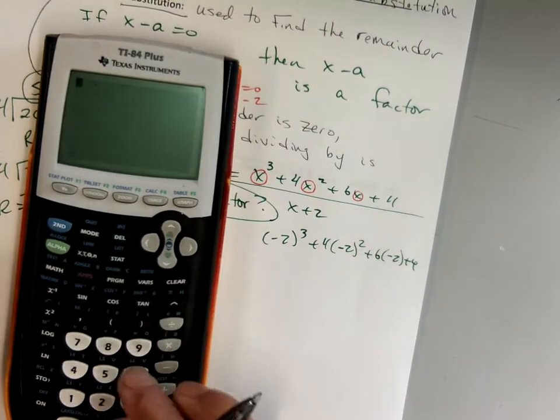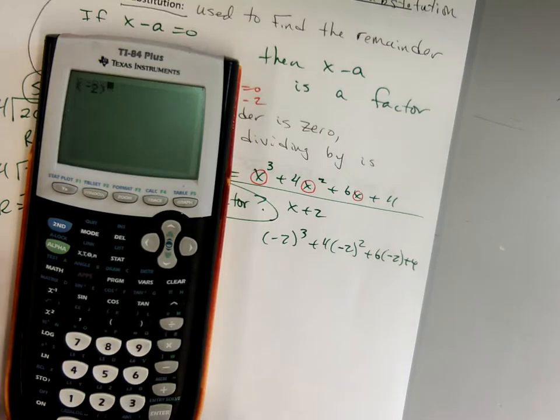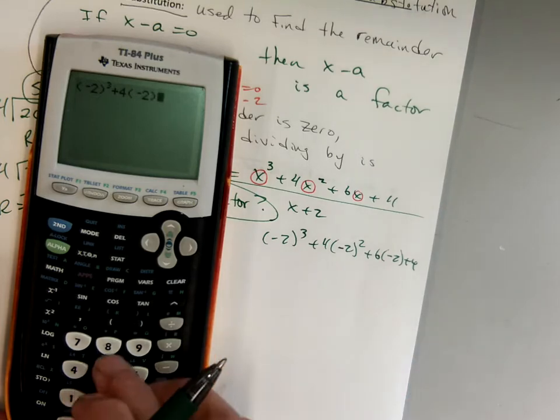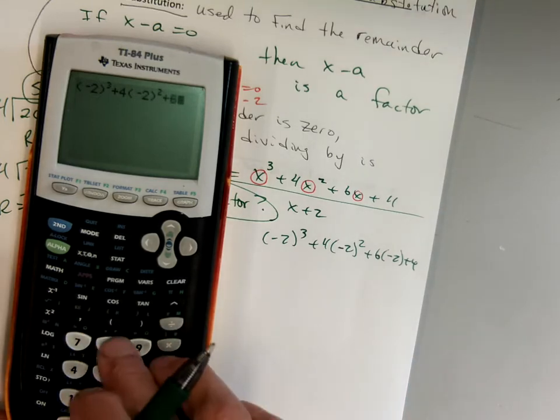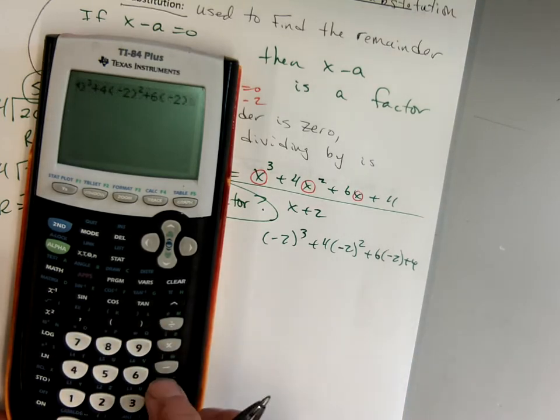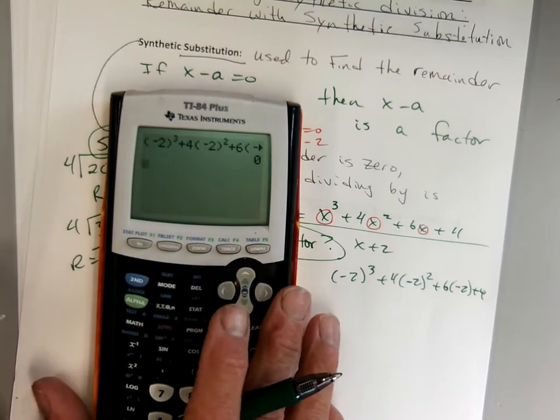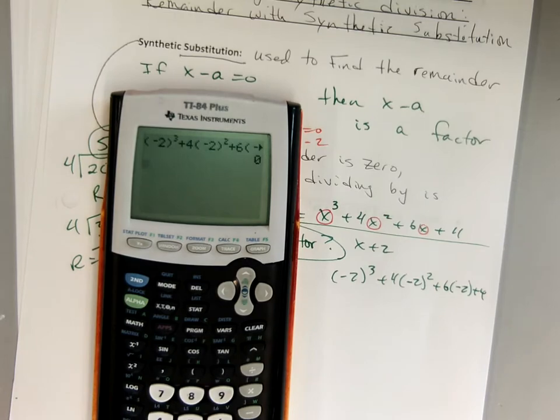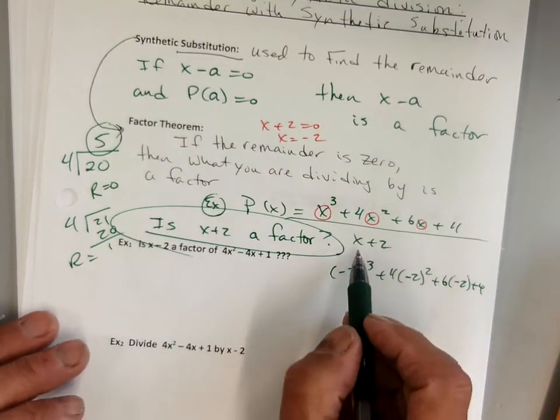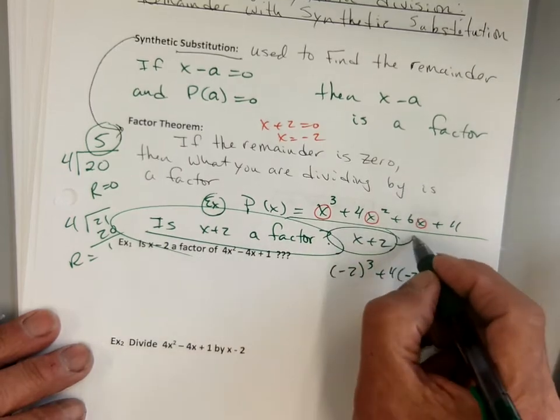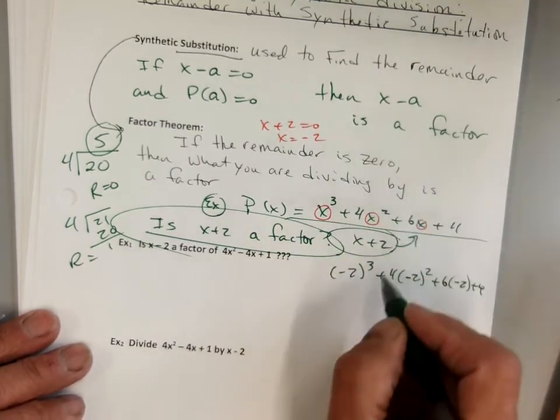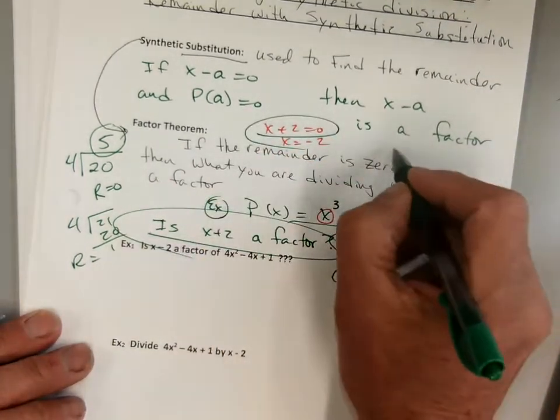I'm going to go, okay, parentheses, negative 2 to the third power plus 4 times my negative 2 squared plus 6 times negative 2 plus 4. And I get an answer of 0. So here's what I know. I didn't divide it. I didn't have to do all that big work, but I know this, that x plus 2 goes in evenly. So yes, that's a factor.